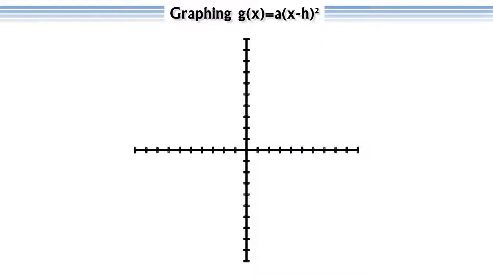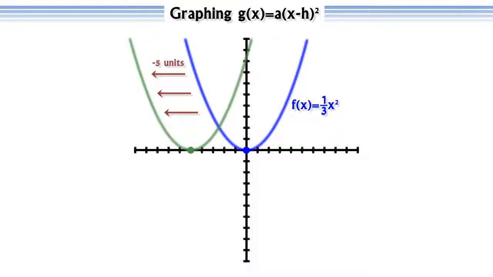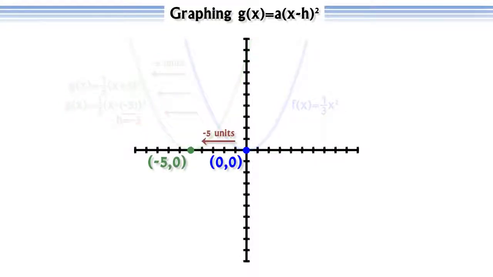Again, if we wanted to shift the quadratic function f of x equals 1/3 x squared to the left 5 units, think of it as shifting the parabola to the right negative 5 units. So we would replace x with x minus a negative 5, or x plus 5. In this example, h equals negative 5. Remember that h represents how many units to the right the parabola was shifted. Notice that this shifted the vertex of the parabola from 0, 0 to negative 5, 0.